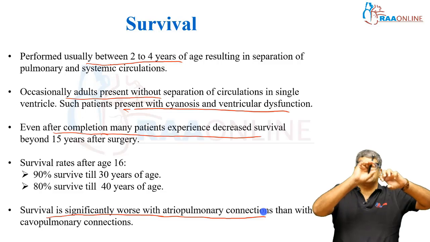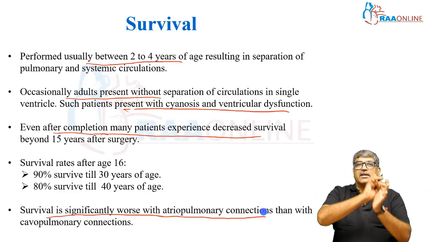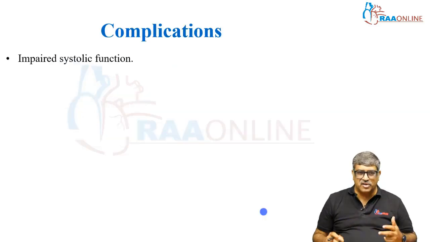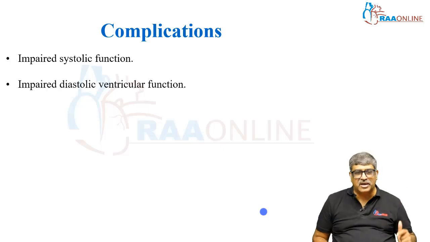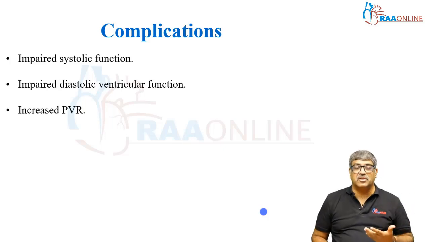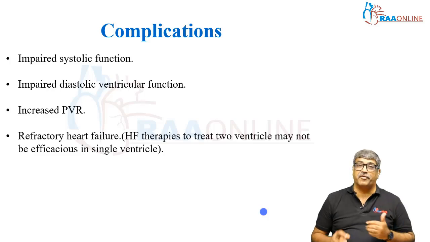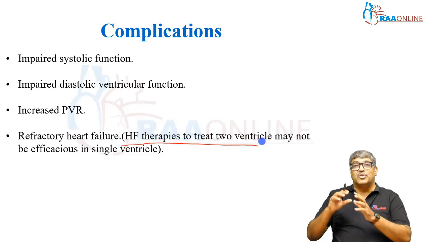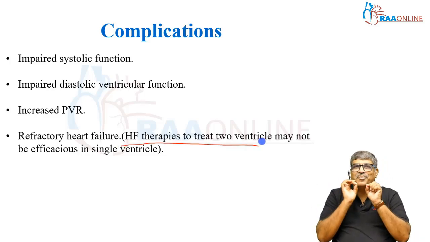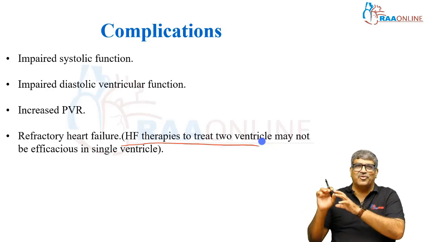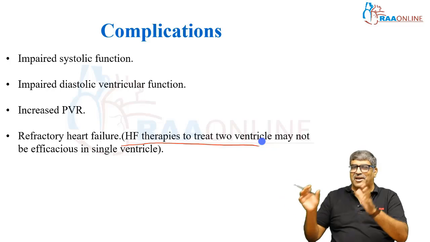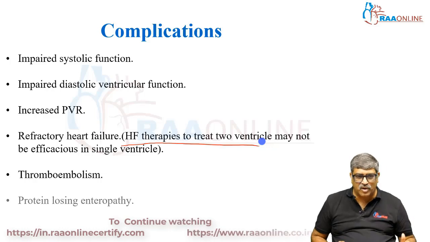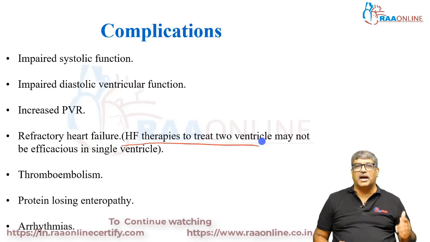The cavopulmonary connection has a slightly better outcome than the atriopulmonary, where you connect the atrium to the pulmonary circulation. And the complications with Fontan include impaired systolic function, impaired diastolic function, your pulmonary vascular resistance goes up, and there can be refractory heart failure. And here you have to understand that heart failure therapy to treat two ventricles may not be as efficacious as what you do for a single ventricle. Treating heart failure with two ventricles is different, and treating heart failure with one ventricle is totally different. There can be thromboembolism, protein-losing enteropathy and arrhythmias.